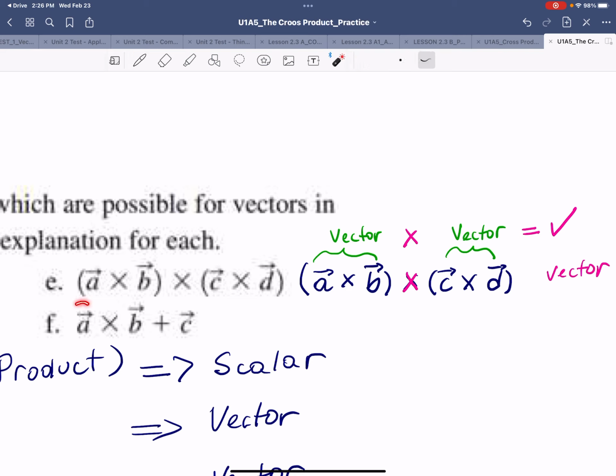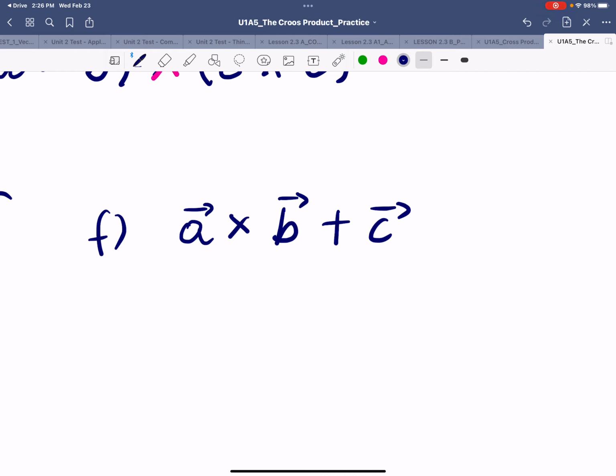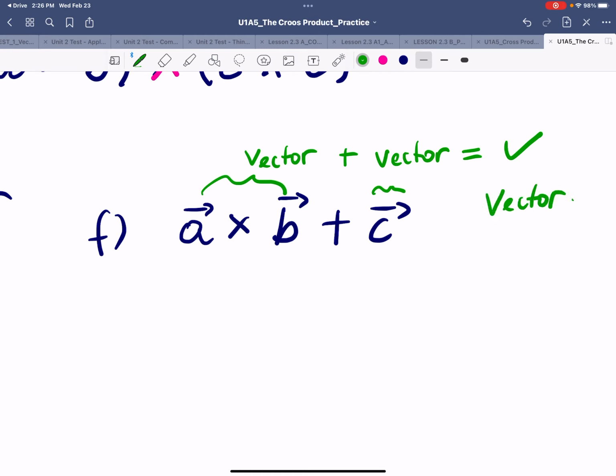Next question, we have A cross B plus C. This would be question F. We have to pay a little bit of attention here to each part of the expression. In this case, we have to cross A and B first. So A cross B will be a vector. And then plus, vector C itself is another vector. So we're trying to add a vector to a vector. Is that possible? Yes, and the answer will be another vector. I hope this made sense.